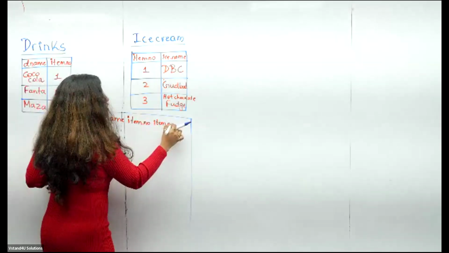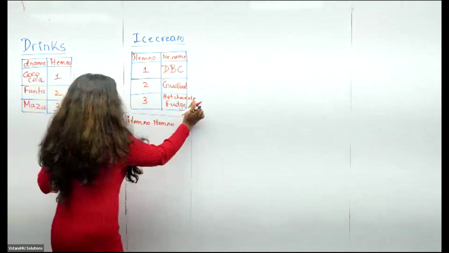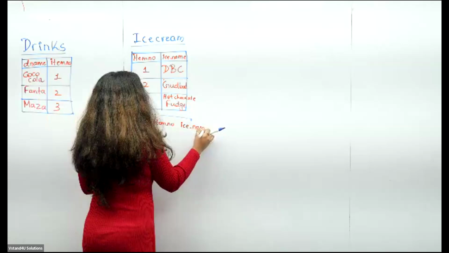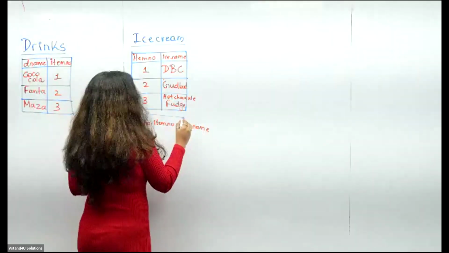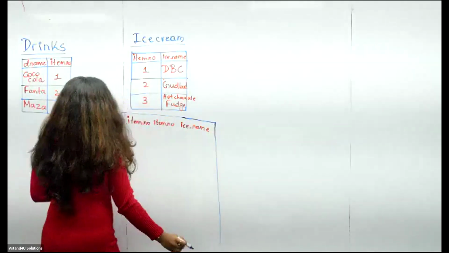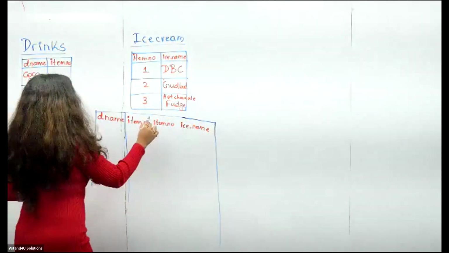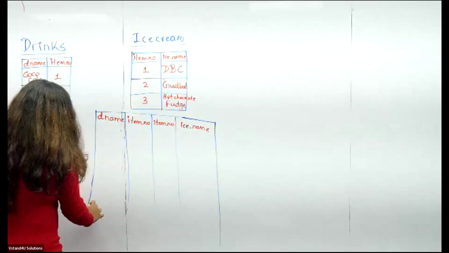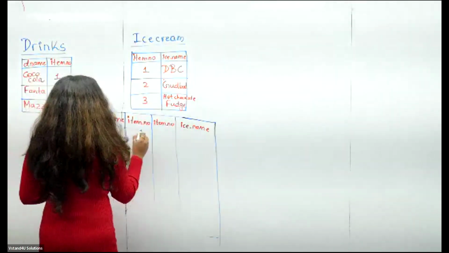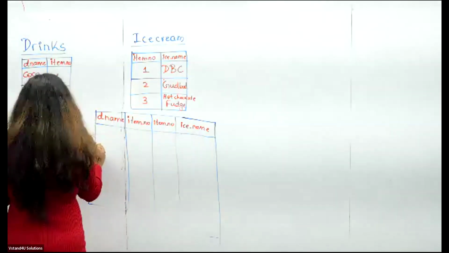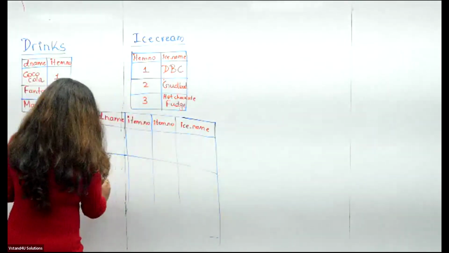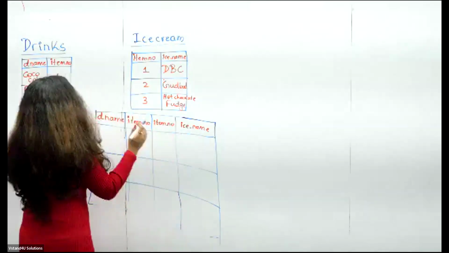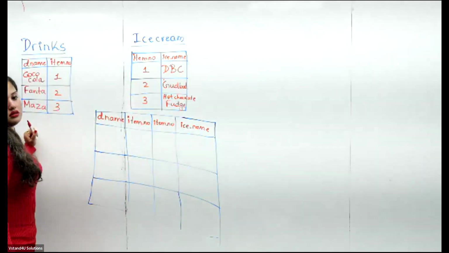Again, you will get item number. Then you will also get ice cream name. Why I'm taking silly examples is so that it gets into your head. If I take technical ones, you will forget. This one you'll never forget. Now tell me how the data will be present, or how the data will be merged from the two tables.